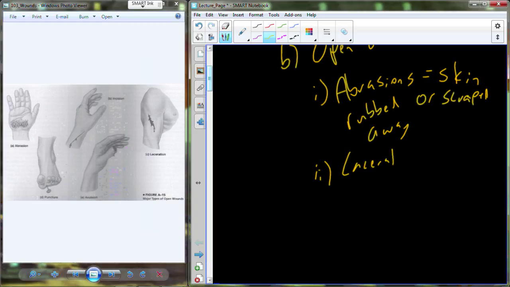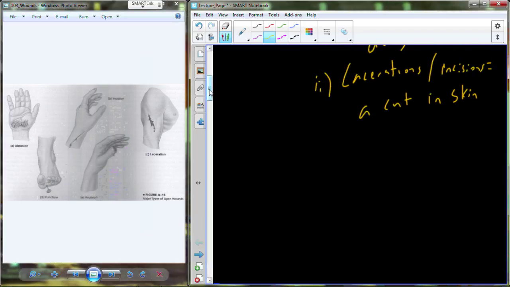We have lacerations, and I'm going to include incisions in there as well. And this is just simply a cut in the skin. And really the difference between a laceration and an incision: a laceration is typically really nasty and jagged, whereas an incision is typically surgically precise. So this is just simply a cut through the skin.